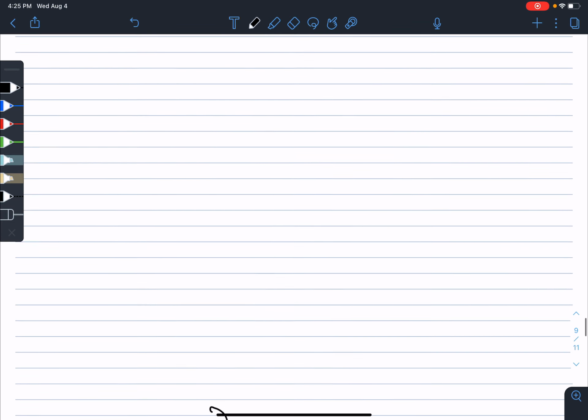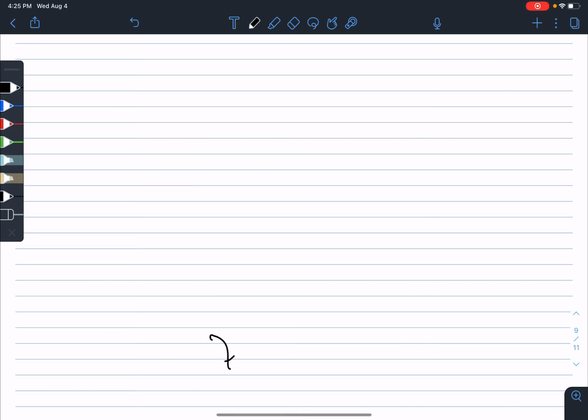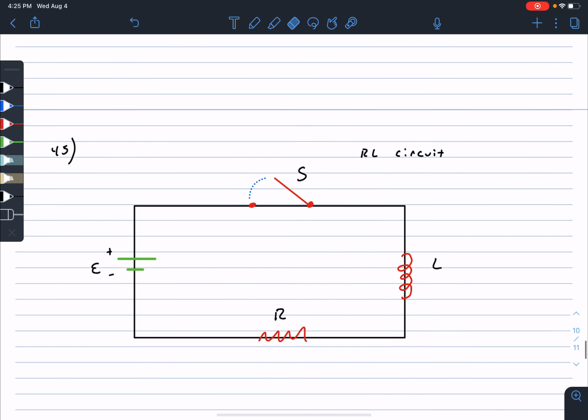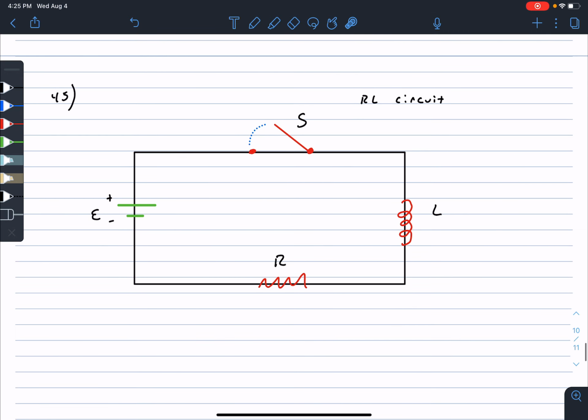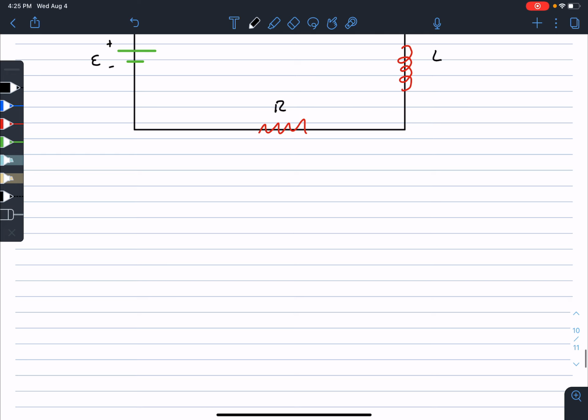All right, problem number 45. We're given the same circuit, but we're told that the values are different. In this one, we have an EMF of 9 volts. We're told that the current is going to be 1 amp, and the maximum current is 2 amps. Then we're told that the passing time is 0.1 seconds.